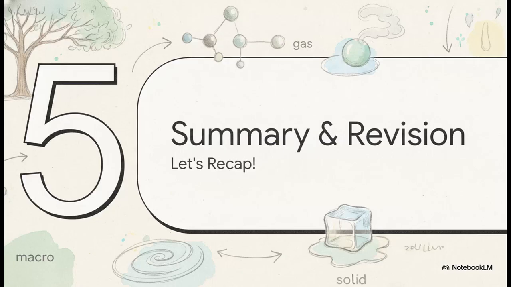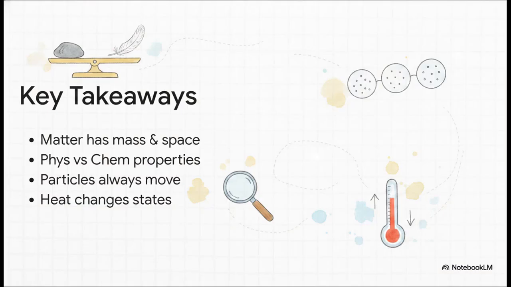And that brings us to Section 5, Summary and Revision. Let's do a quick recap. We have covered a ton of ground today, from the macro right down to the micro. Here is your rapid-fire summary. Remember, matter is literally everything that has mass and occupies space. We understand matter through its physical properties, like melting point, and its chemical properties, like rusting. We can classify materials based on their density, boiling point, and solubility.